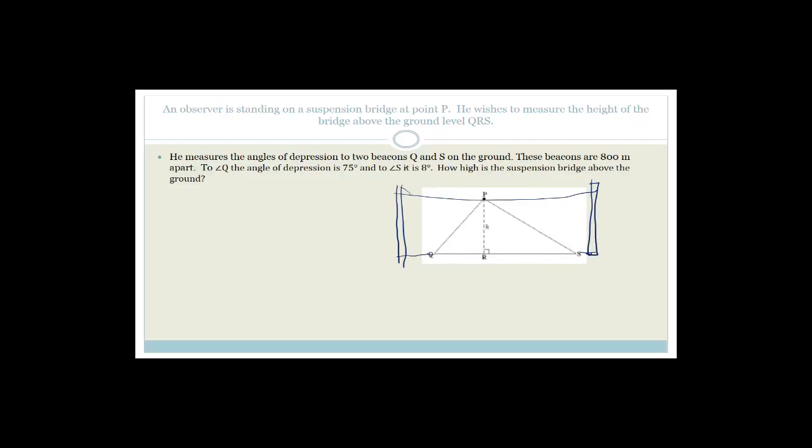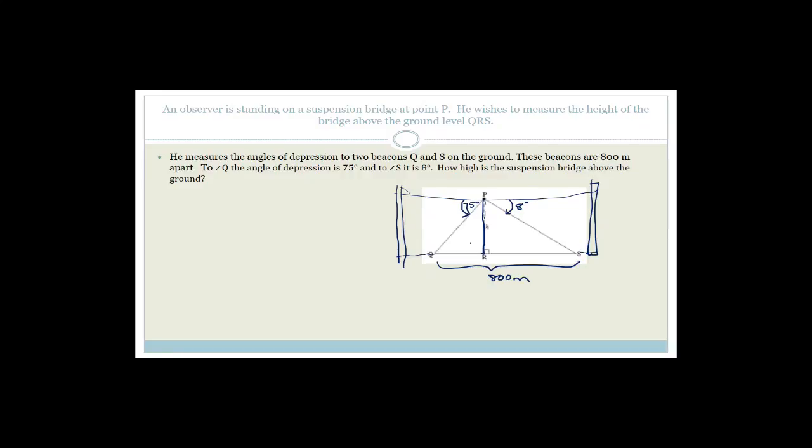It says he measures the angle of depression to two beacons, Q and S, on the ground. Now remember, angle of depression is the angle that you have as you look from the horizontal down. The beacons are 800 meters apart. So all of this is 800 meters apart. The angle of depression, if you're standing at P and looking down, to Q is 75 degrees, and the angle of depression for S is 8 degrees. It says, how high is the suspension bridge above the ground? So they want to know, what is that height? What is the length of PR?